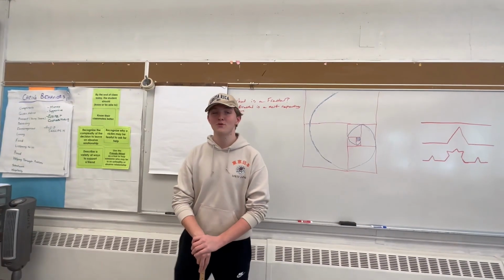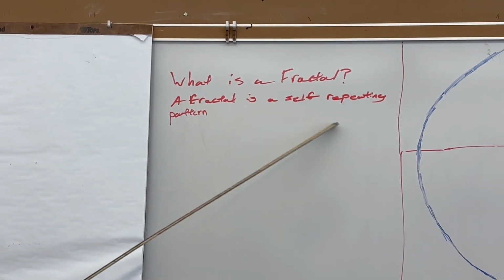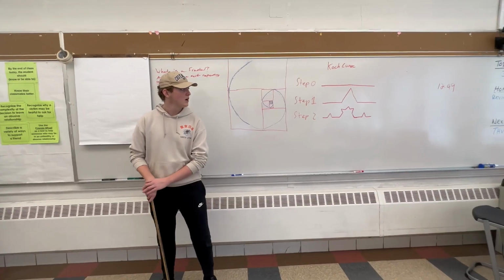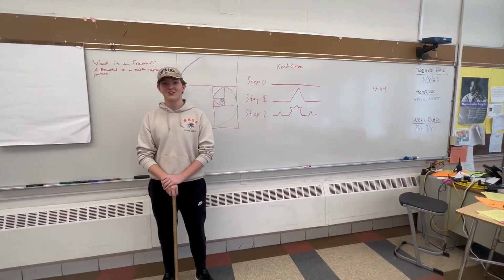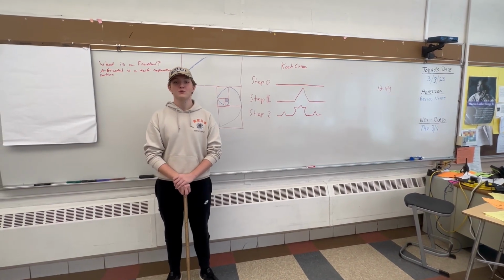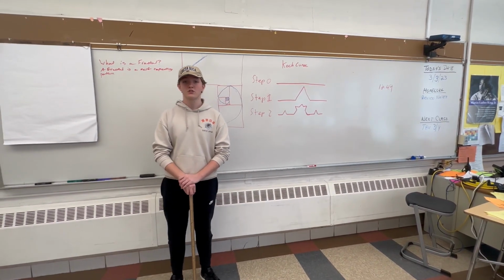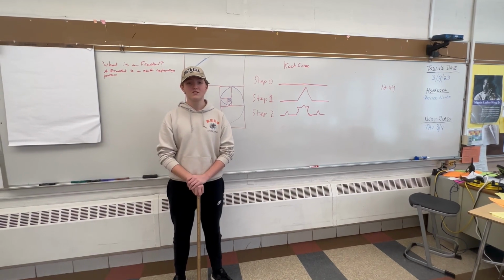Alright, Mr. C, what's a fractal? I'm glad you asked. A fractal is a self-repeating pattern. Alright, now let's look at the Koch curve. The Koch curve is created by dividing each line into thirds and replacing the middle segment with an equilateral triangle. Each iteration of the Koch curve produces a curve that is self-similar to the previous ones.